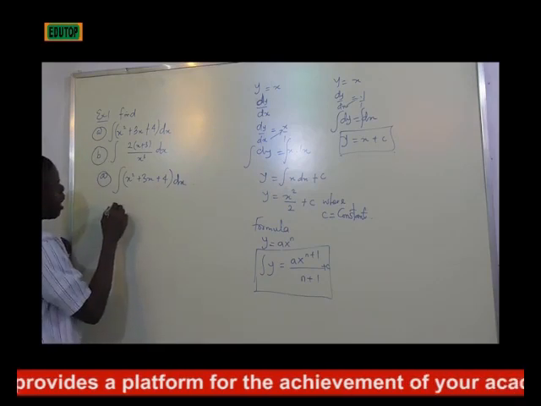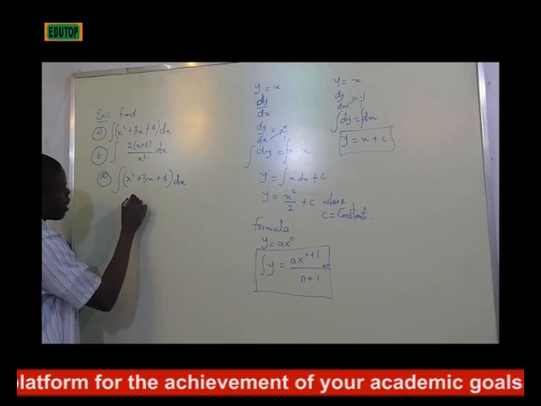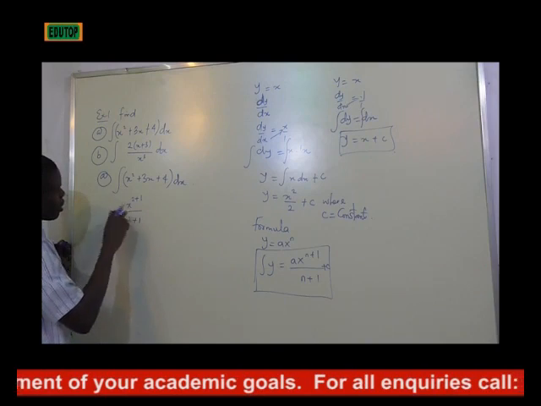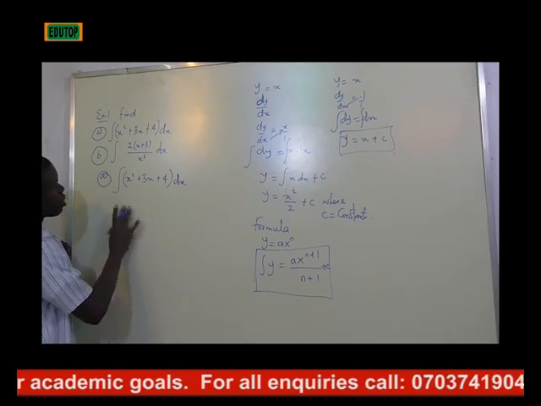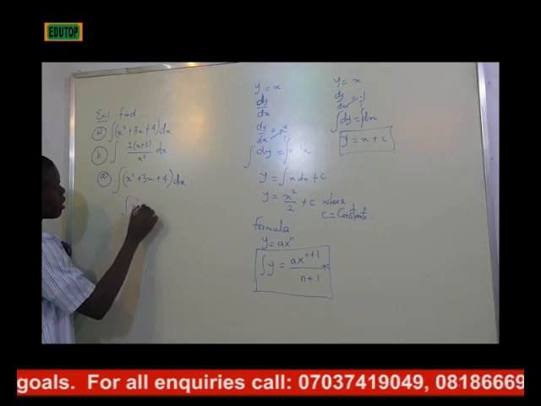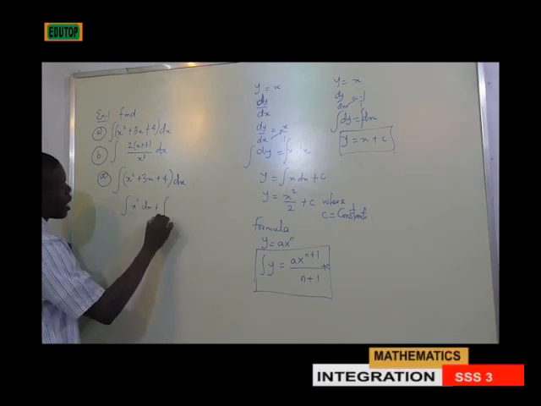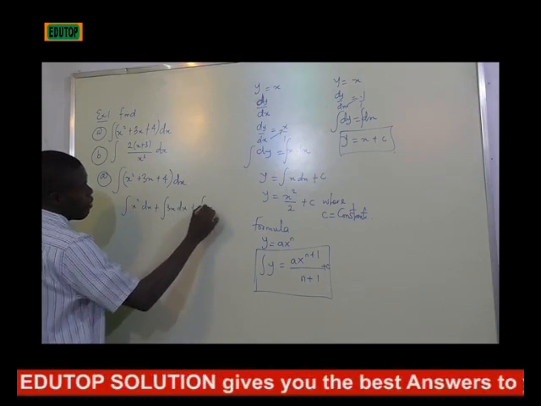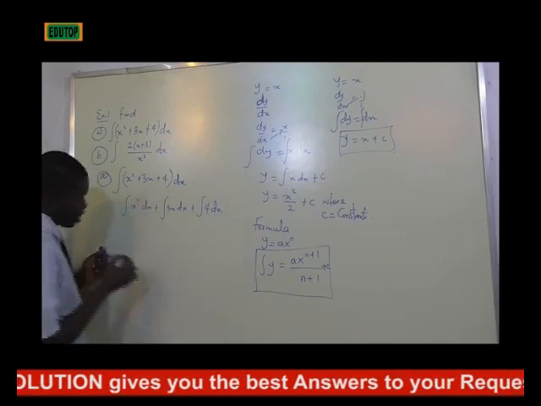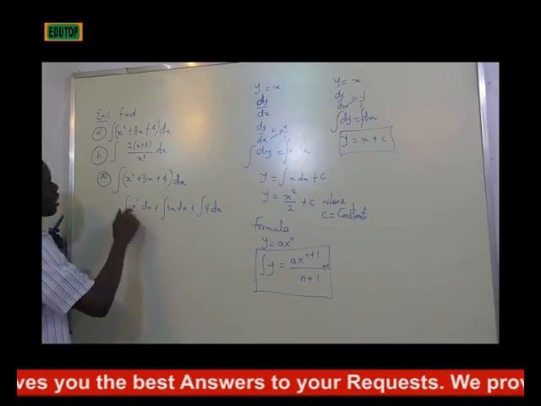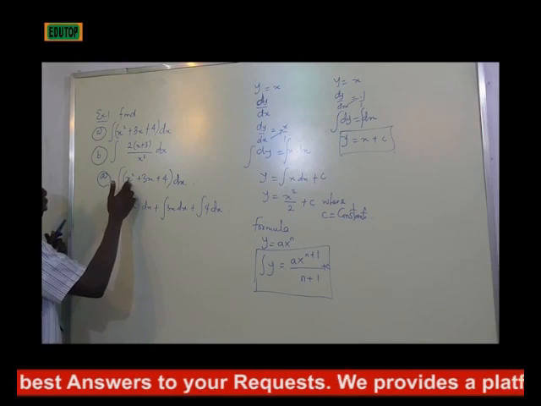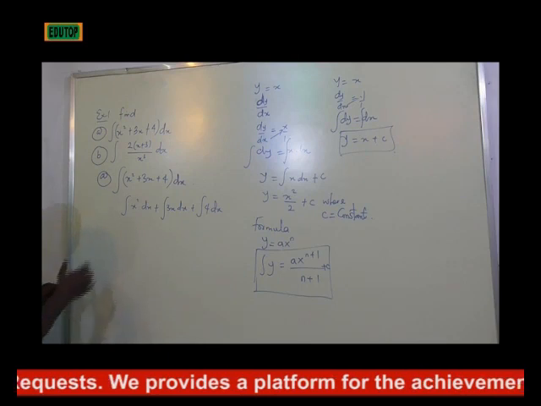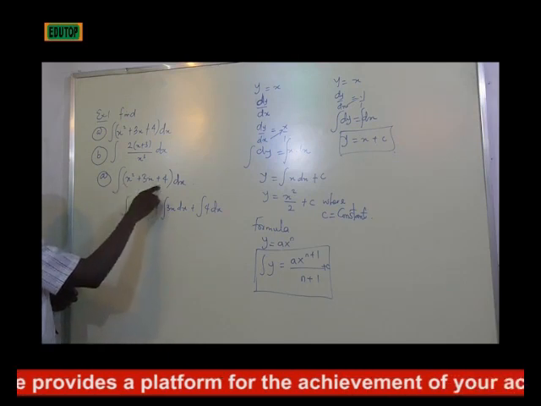Now, if you are to integrate this, we have x to the power 2 plus 1 over 2 plus 1. That's this first one. Because it can go this way too. You can integrate x squared dx plus another 3x dx plus another 4 dx. What I have done is to distribute the integral sign to the respective terms. We can do that in integration. Integral of this, integral of this, integral of this.